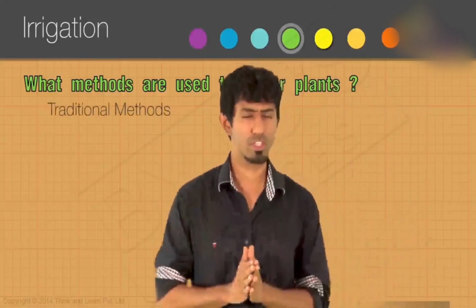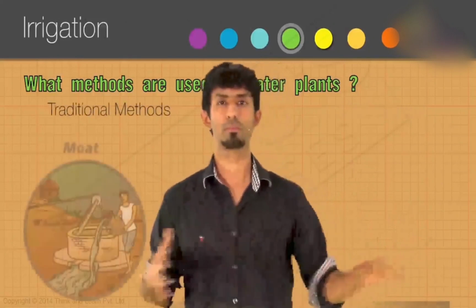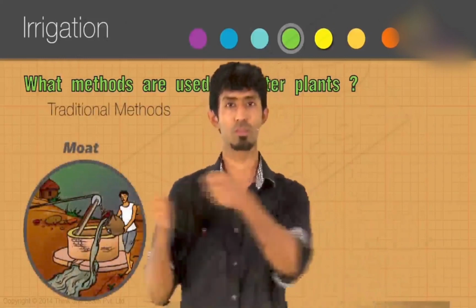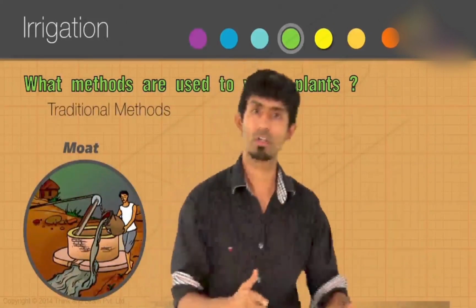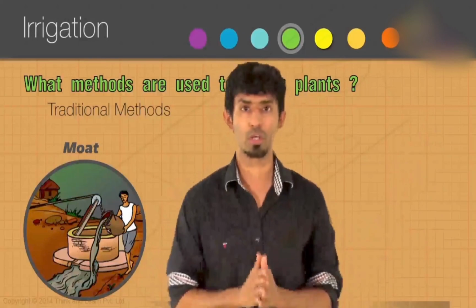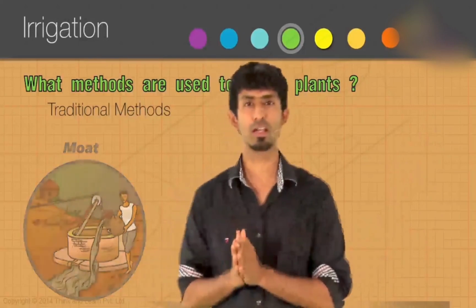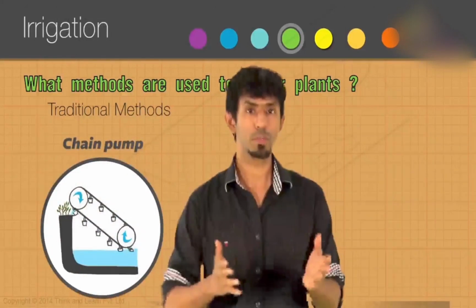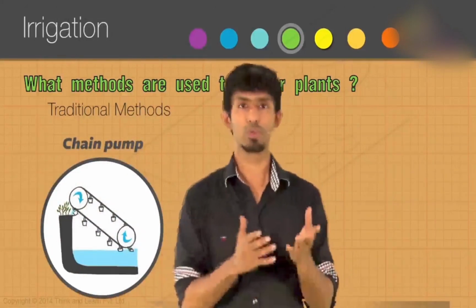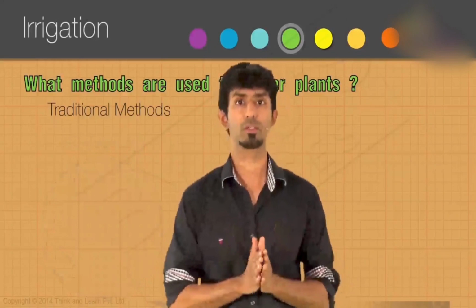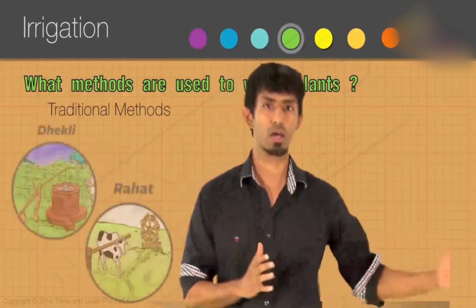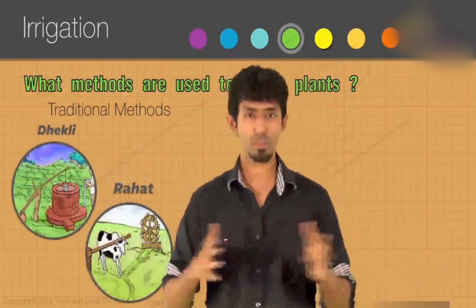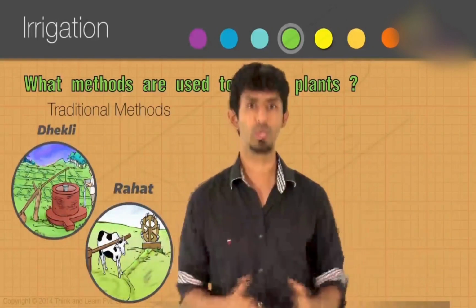So let's look at the traditional ones first. Now, you could dig a moat. So what you do is that you take water from the wells and pour it into this moat and guide it to go towards wherever field you want it to go. So this is a very small scale thing. You could also use a chain pump, and as you can see, it does pretty much what exactly it claims to do using a chain pump. That's also a traditional method. You can use a dekli or a rahat, which is a lever system as well. Now these pictures are pretty self-explanatory as to what they do.